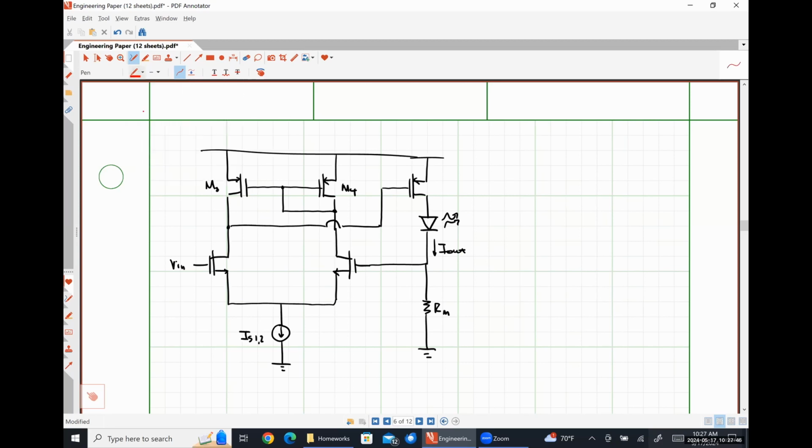So our input resistance with feedback would be looking in through here. Our output resistance with feedback would be looking in through here. By the way, this is a laser amplifier.